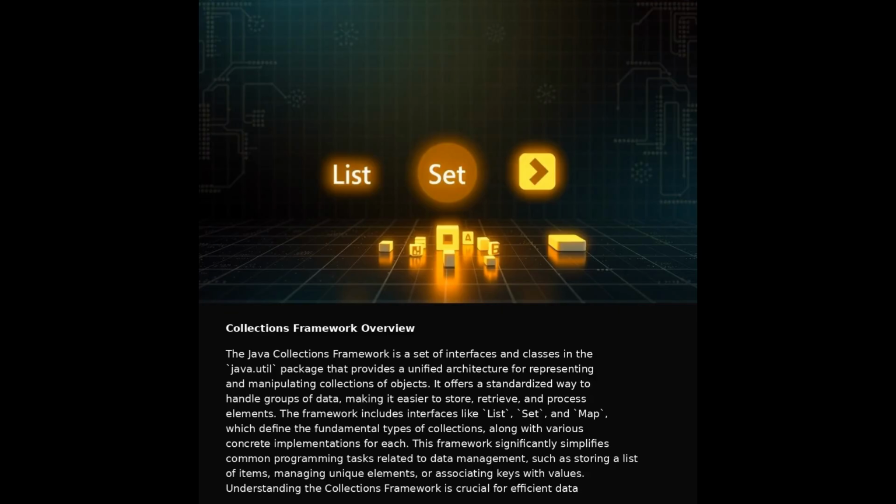The framework includes interfaces like List, Set, and Map, which define the fundamental types of collections, along with various concrete implementations for each. This framework significantly simplifies common programming tasks related to data management, such as storing a list of items, managing unique elements, or associating keys with values. Understanding the collections framework is crucial for efficient data handling in Java applications.